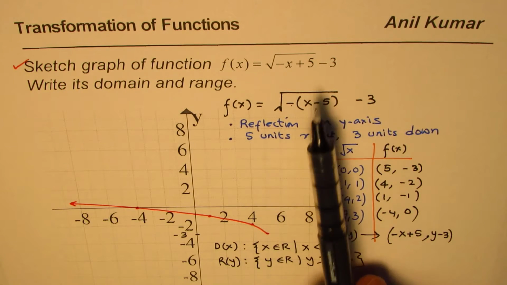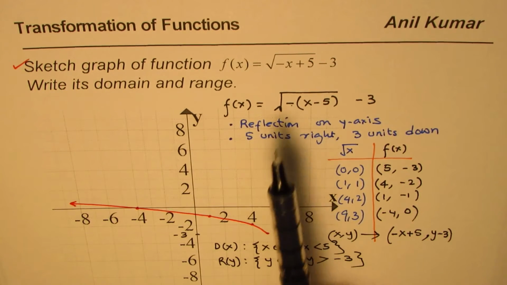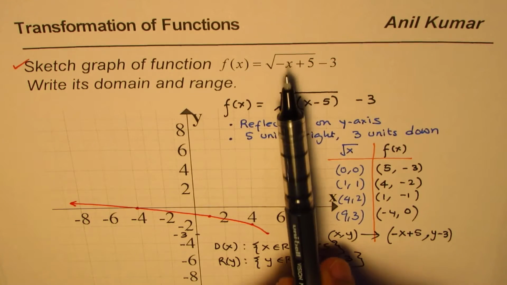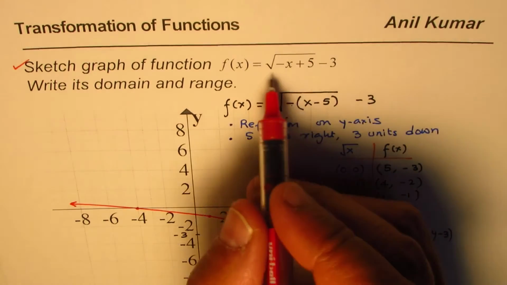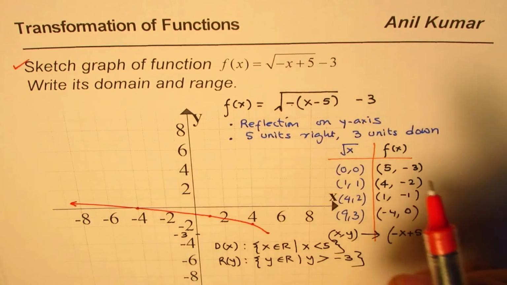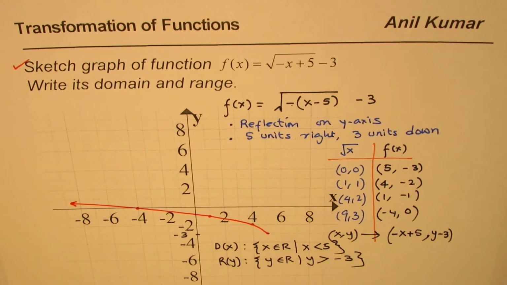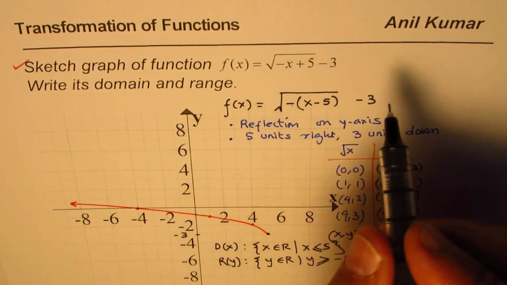You will also find domain and range directly from here, equating this part or this part to be greater than 0, right? So you could always write greater than or equal to, I'm sorry, I should have written equal to also. So this point is included, right? So it is less than or equal to 5 and greater than or equal to minus 3, right? So you could do like this also.